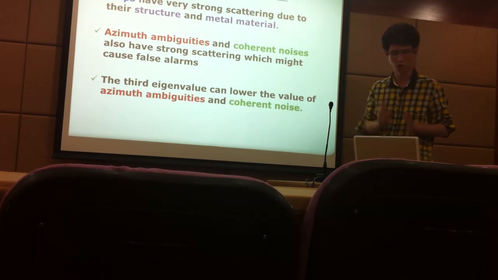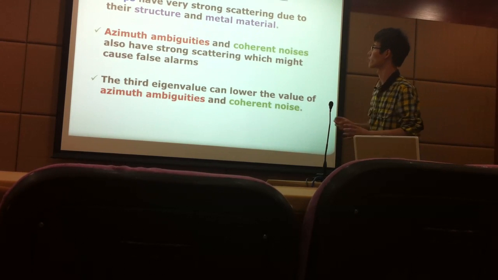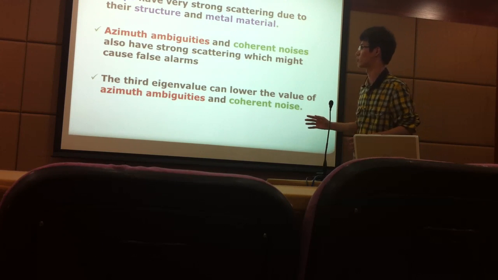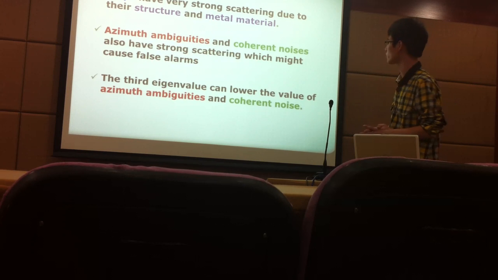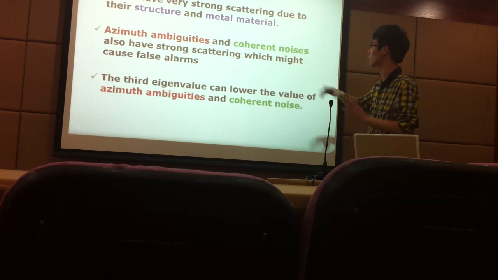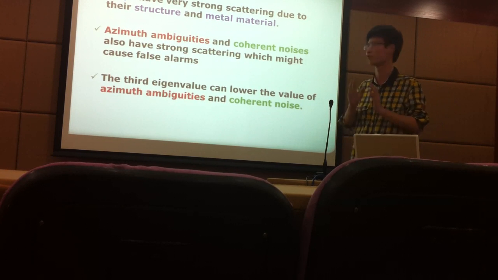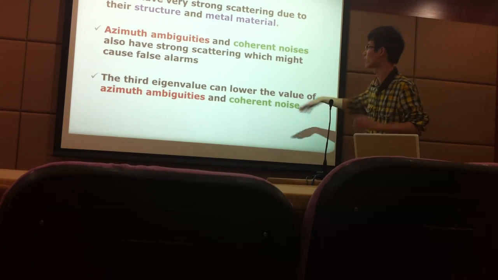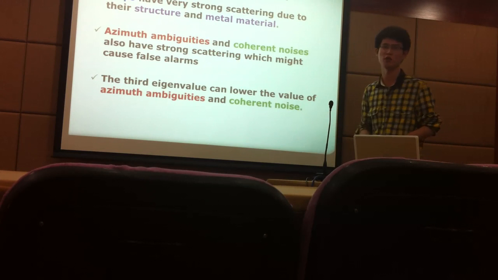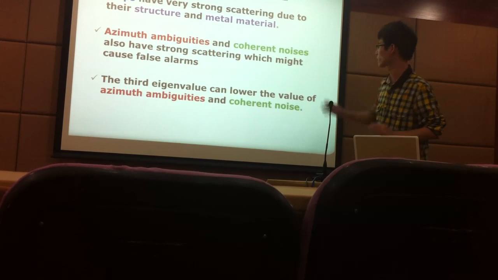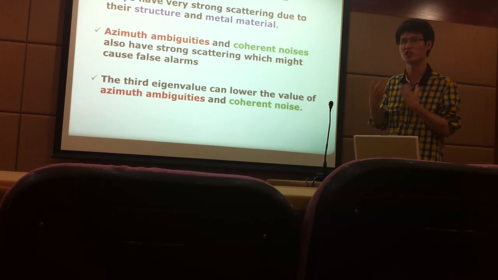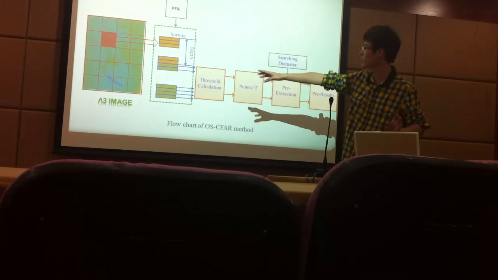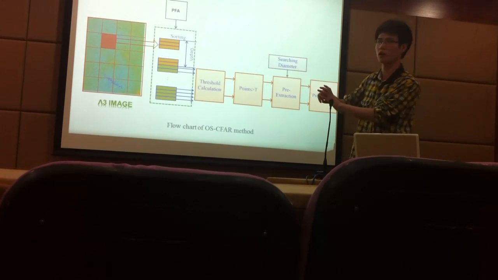So let's give a short conclusion. Ships have very strong scattering due to their structure and material. And azimuth ambiguities and coherent noises also have very strong scattering, which might cause false alarms. The third eigenvalue can lower the value of the azimuth ambiguities and the coherent noises. So we use the third eigenvalue as our detection image to detect ships. This is the third eigenvalue image.